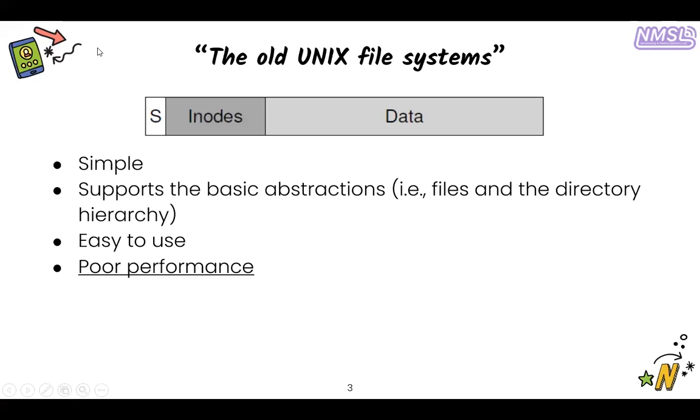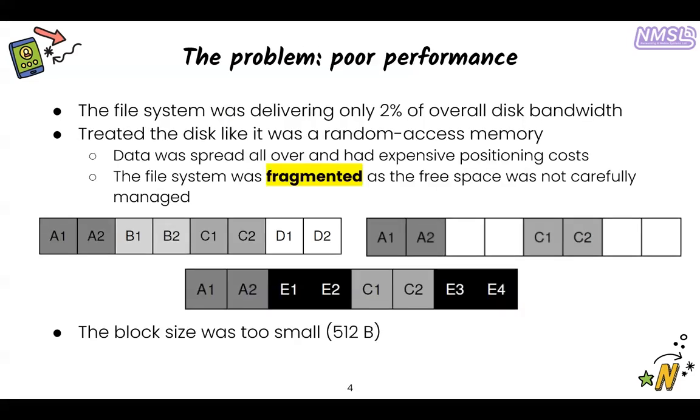So the simple file system that we looked into last time works. And, as the name suggests, we just want to use a simple one to capture the concept. It supports the basic abstractions like files and the directory hierarchy. It's easy to use, but because it's so simple, it ends up with poor performance.